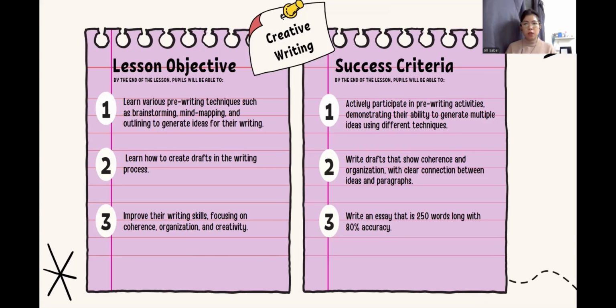The second lesson objective is students will be able to learn how to create drafts in the writing process. And the success criteria is students will be able to write drafts that show coherence and organization with clear connection within ideas and paragraphs. The third lesson objective is students will be able to improve their writing skills, focusing on coherence, organization, and creativity. And the success criteria for that lesson objective is students will be able to write an essay that is 215 words long with 80% accuracy.